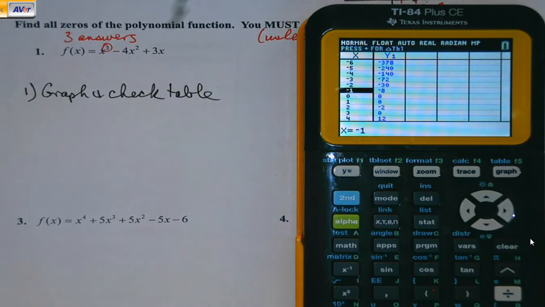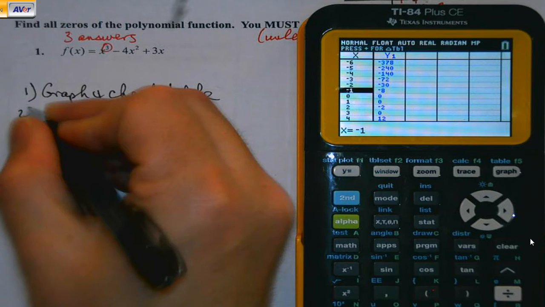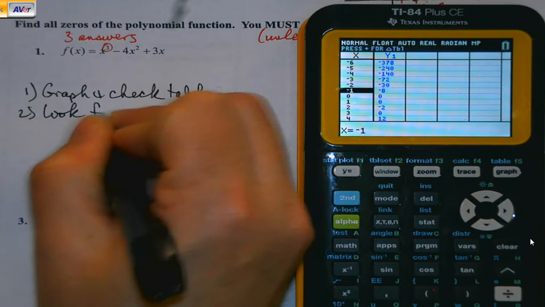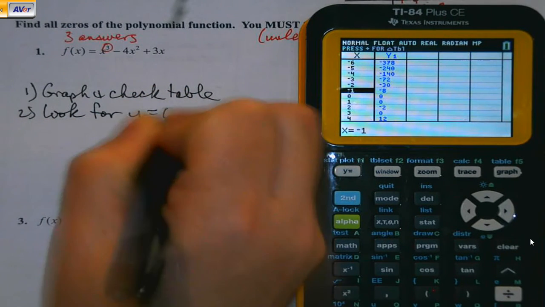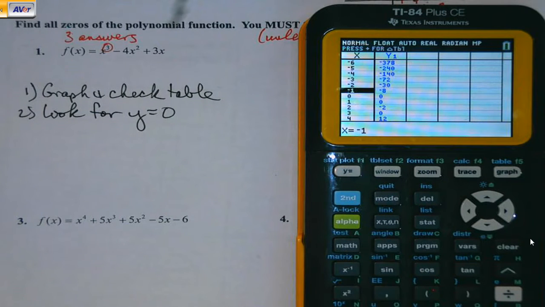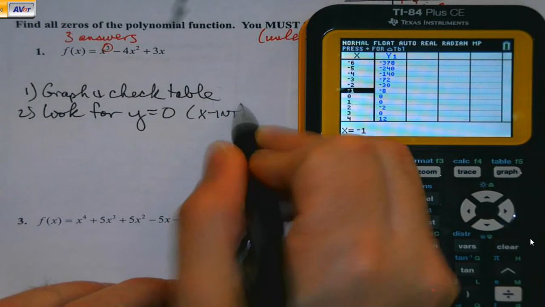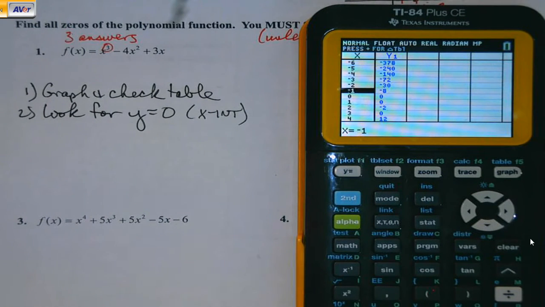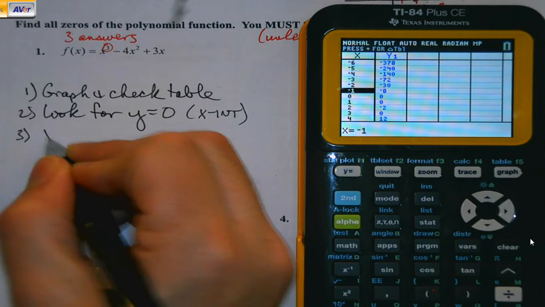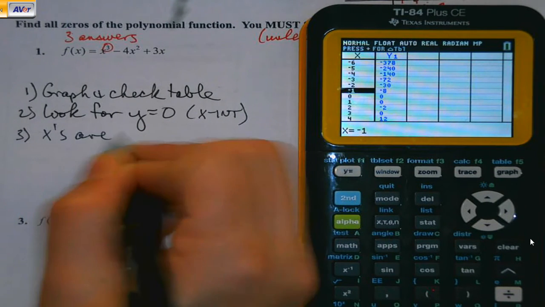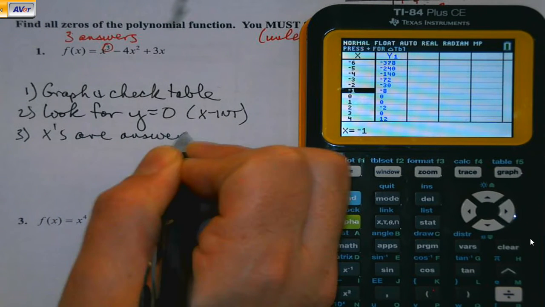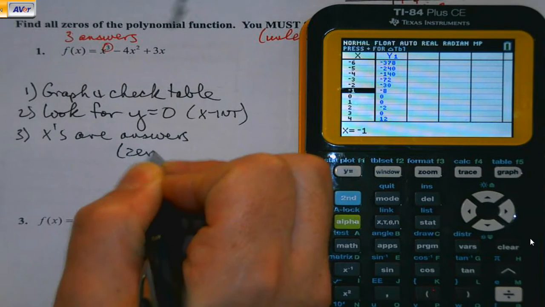I visually saw 3 answers. Now I'm hoping they're all 3 going to be in my table. Well, when I get to the table, what am I looking for? I'm going to look for y equals 0. Because again, those are my x-intercepts. Those are my zeros. Those are my answers. And then if I find any of those, the x's are the answers, the zeros.